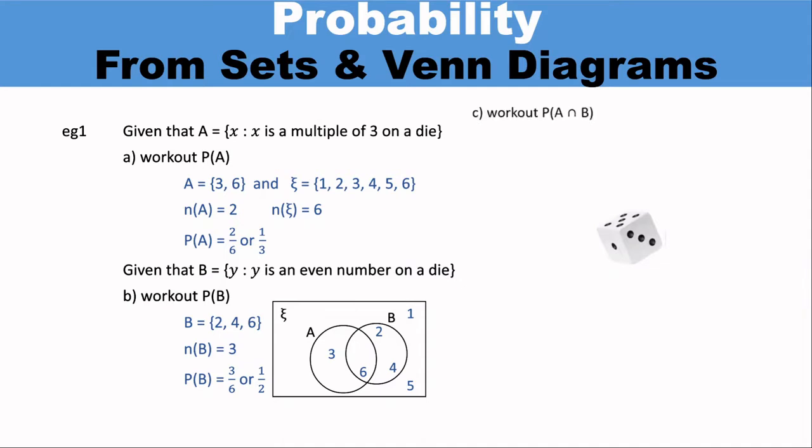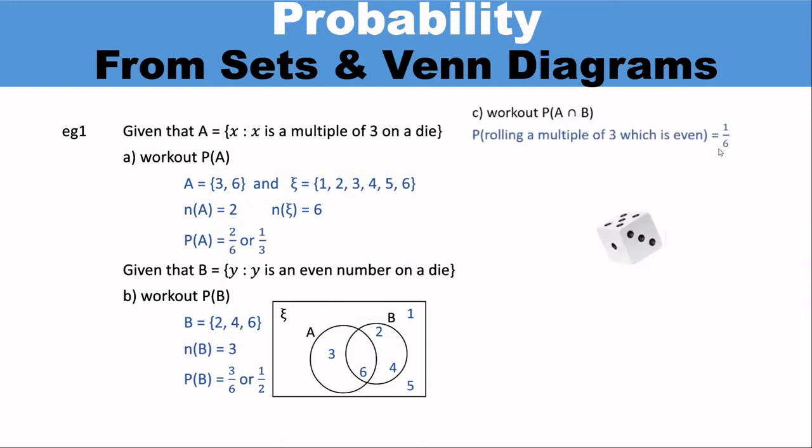What about P, and this symbol you should definitely know from our previous lesson on set theory? That's the intersect. What's the probability that we roll A, a multiple of 3, and the intersect means at the same time it is also an even number on the die? So what's the probability that I roll an even multiple of 3 on the die?